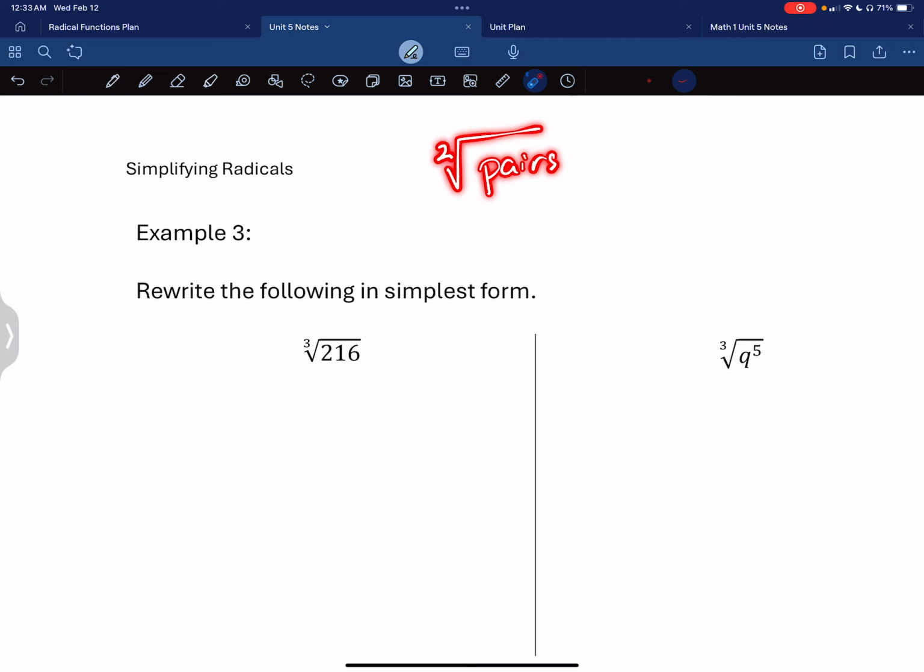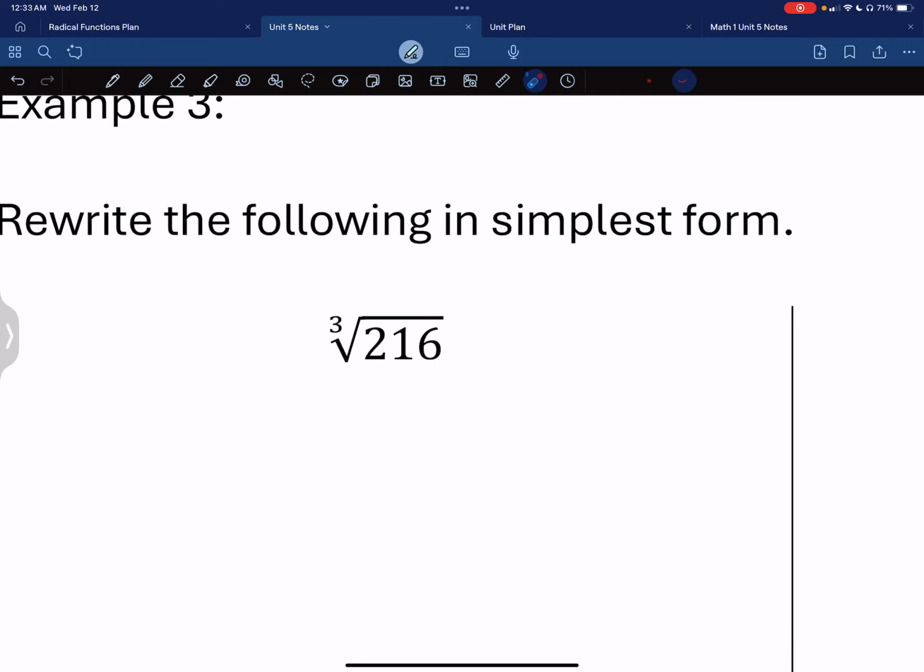This symbol is always there, right? We can always write that 2 there. It's kind of like saying x to the first power, or divided by 1, or 1 times that. We don't necessarily have to write it. It's implied. But once we start changing that number, like with a cube root, instead of looking for pairs, we're looking for triplets. If it was the 5th root, we'd look for groups of 5. If it was the 10th root, we'd look for groups of 10.